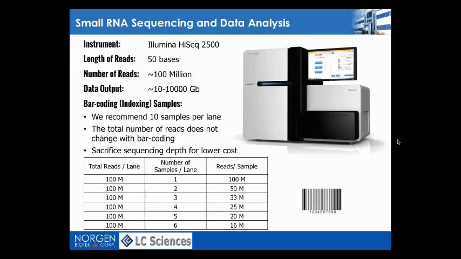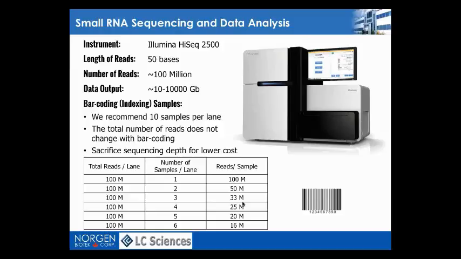We typically recommend up to 10 samples per lane. That gives you roughly between 7 to 10 million reads ideally. It depends, of course, also on the sample quality. And basically, it's up to you where you draw the line between depth of sequencing, meaning the number of reads per sample, and the cost. So if a lane has 100 million reads and you put only one sample on here, that's shown in this table, you get, of course, 100 million reads per sample. And as you increase the number of samples, of course, the number of reads per sample gets reduced.